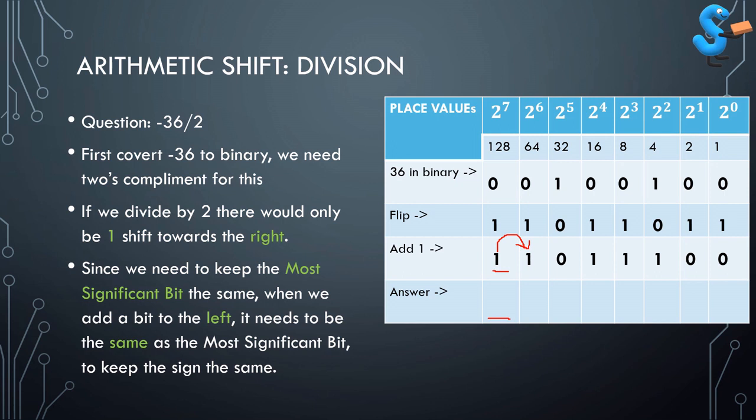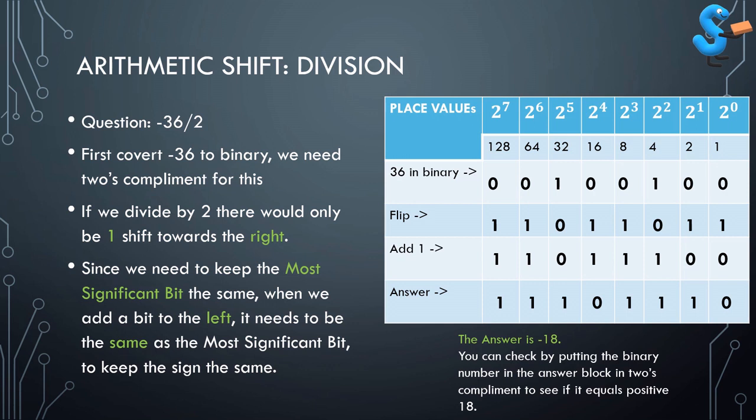and our answer is going to come out negative. So you're going to replace the one over here with another one. And this one will move down here, this will move here, and so on. So your answer will look like this. And your answer is negative 18.